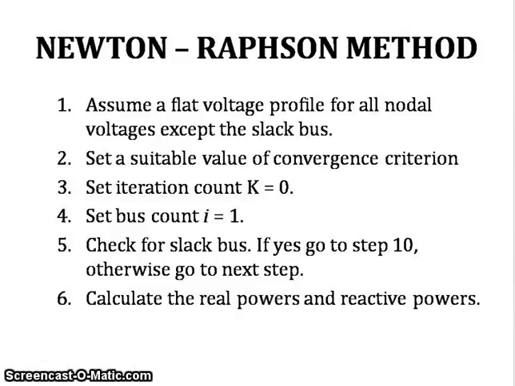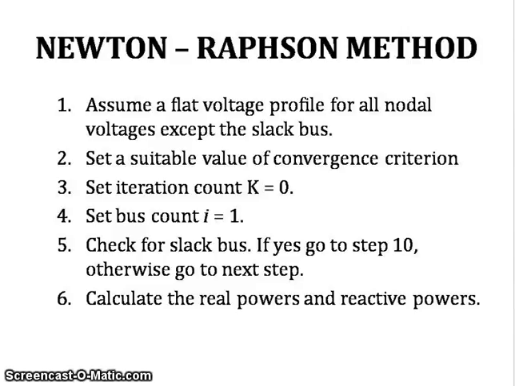In today's developing world, large computational memories are available at cheaper rates, so it is not a real drawback these days. Convergence can be considerably sped up by performing the first iteration through the Gauss-Seidel method and using the values so obtained to start the Newton-Raphson iteration. Here we need to assume a flat voltage profile for all nodal voltages except the slack bus. Set a suitable value of convergence criterion. Set iteration count k equal to 0.